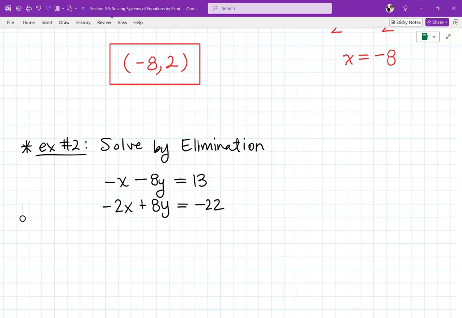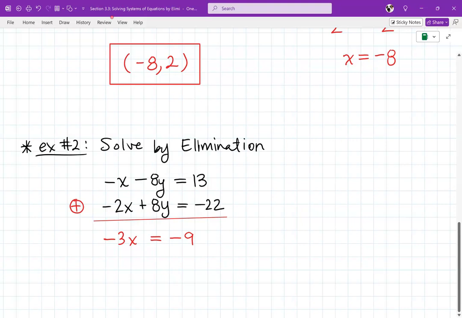So what I'm going to do is I'm just going to add. Okay, like I said, don't worry about it. Don't think about it. Just add. Let's see what happens. Okay. So, negative x plus a negative 2x, that's a negative 3x. Okay. Negative 8 plus 8, well, that's 0. So the y is gone. And then 13 plus a negative 22. That's a negative 9. Okay?